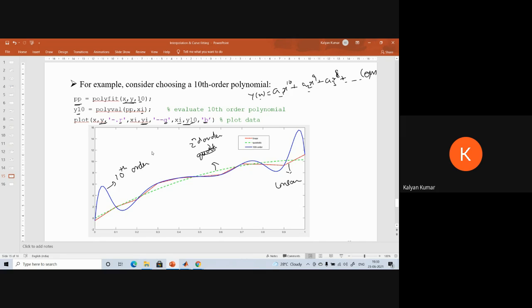So if you observe, the second order is nearer to the actual measured points, but the 10th order is deviating by a large value. So we should not go for higher orders. The third order equation or fourth order is sufficient. If you are having 4 data points, then you can go up to third order, or fourth order is sufficient. We should not go beyond that.